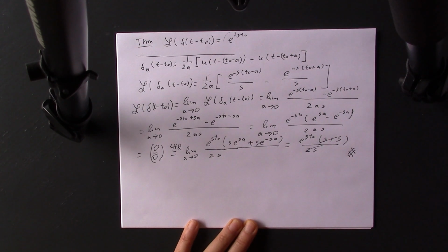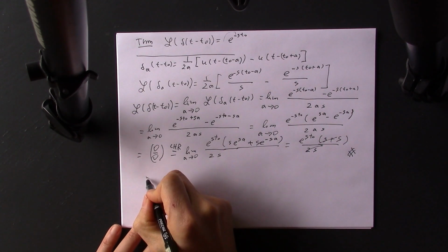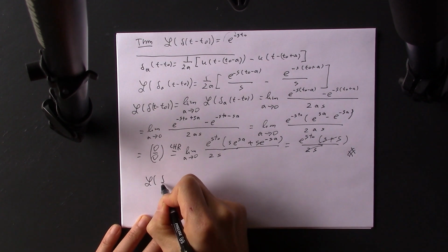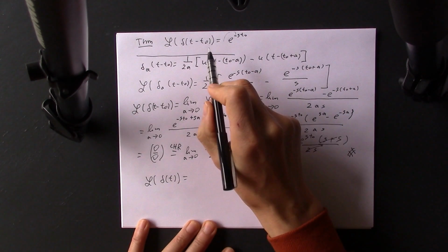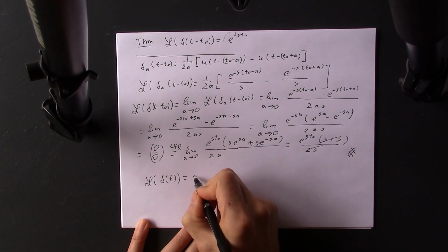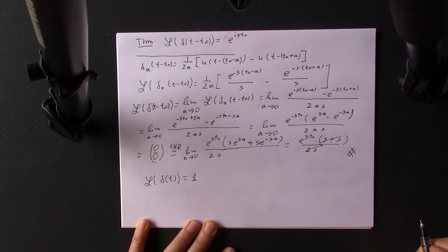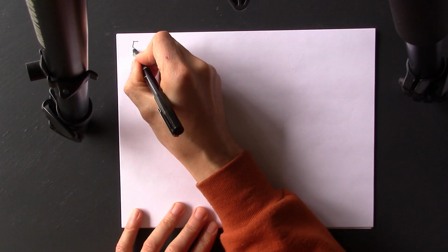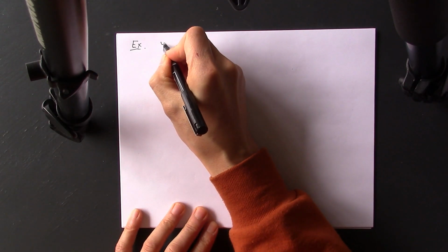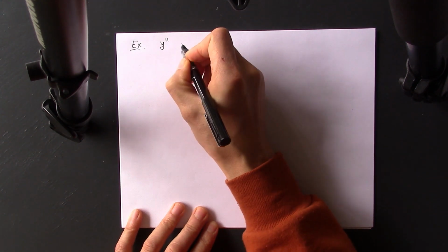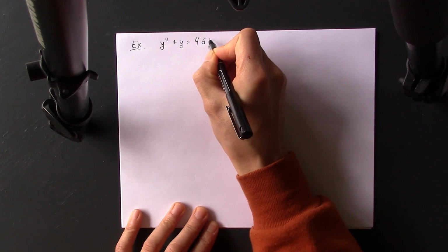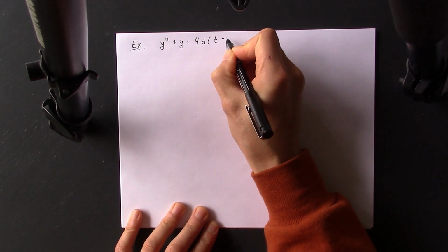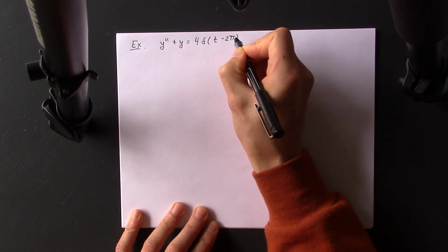As a corollary from that statement, if we want to get the Laplace transform of just the delta function, when t0 equals 0, we're going to get just 1. So the Laplace transform of the delta function is 1. Now consider the following differential equation: the second derivative plus y equals 4 delta function at t minus 2 pi. We'll do two examples, A and B.